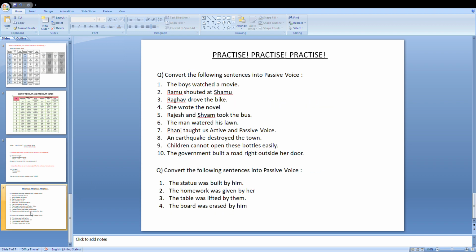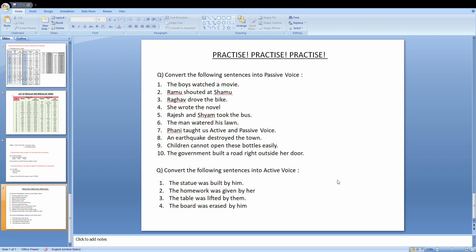Alright, now it's time for practice. I've given 10 different sentences which are in active voice. I want all of you to take out your notebooks and try to convert these sentences into their passive forms. And the second part of the exercise, I just made a mistake here, is for you to convert these sentences which are in their passive forms, into their active voice.